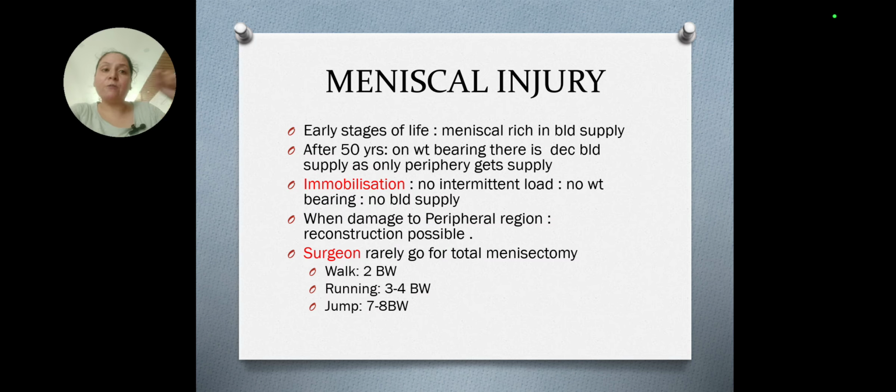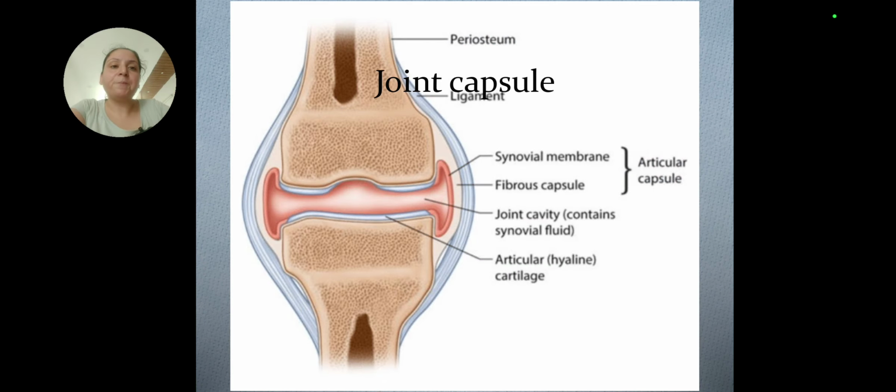If they have to remove or section it, they go for the anterior horn or some fibers of the posterior horn, but a full meniscectomy will rarely happen. Now I hope you understood the role of menisci in the knee joint. Fine. Now let us come to the next important stabilizing structure, which is called the joint capsule.